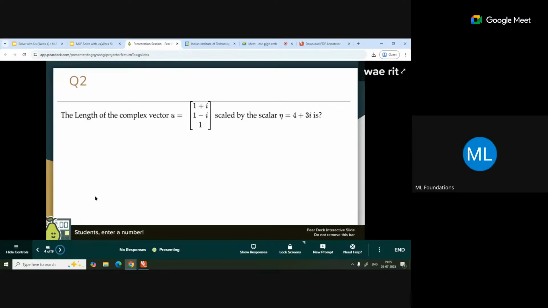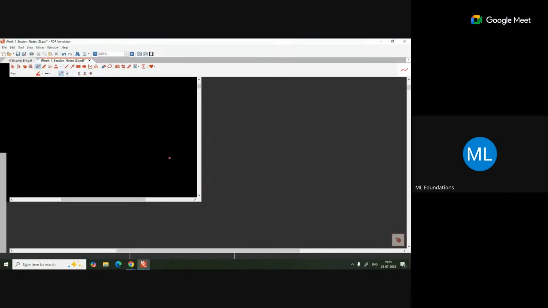Okay. The second question here is the length of the complex vector u scaled by a scalar. So basically, what you wanted to find out here?